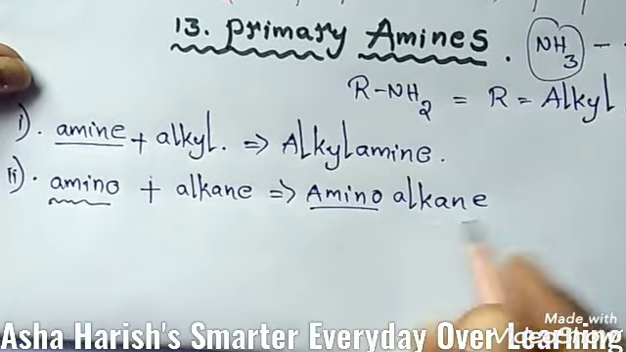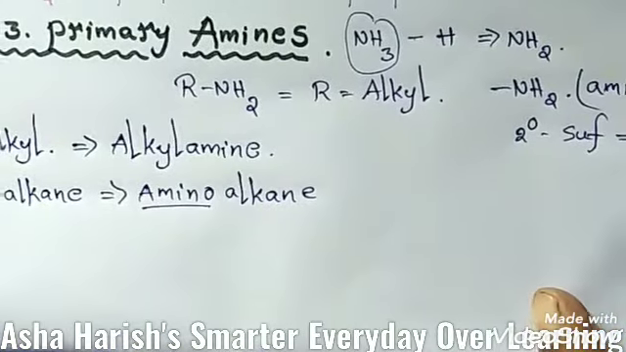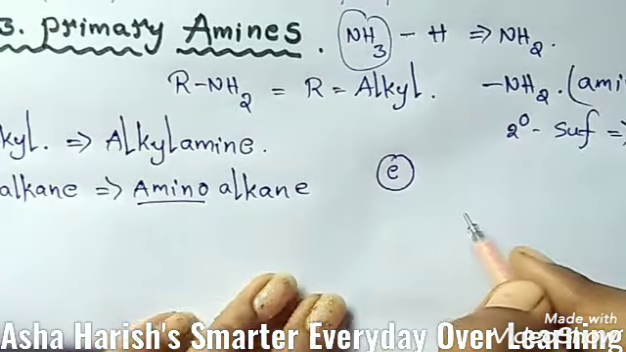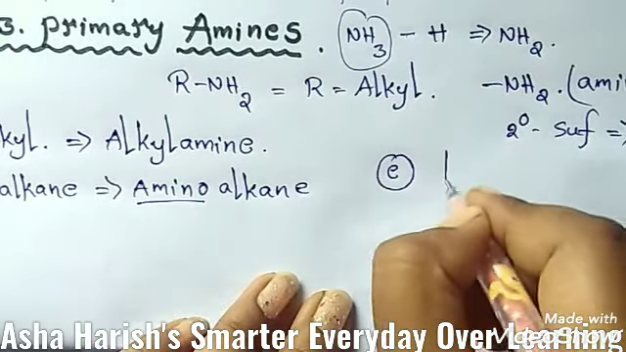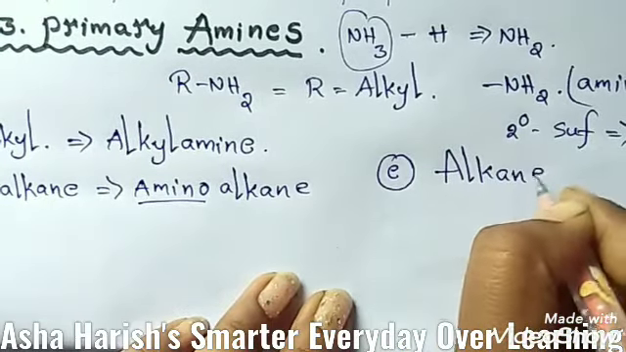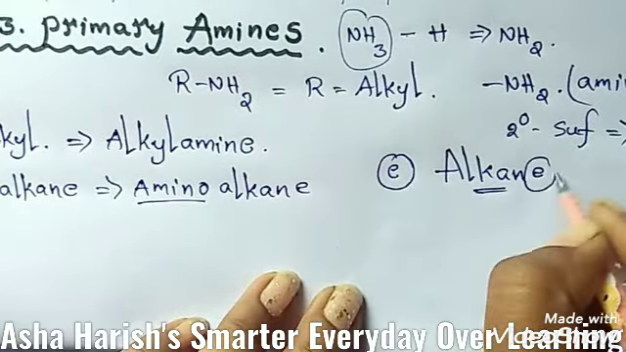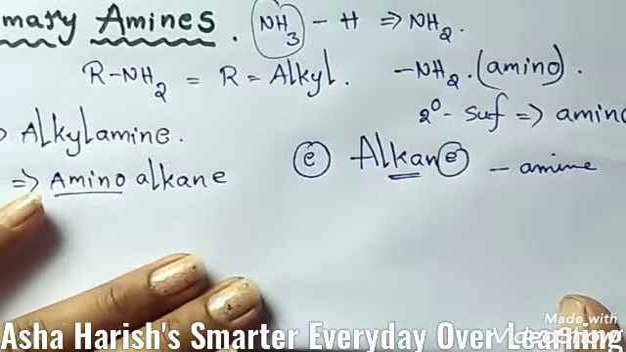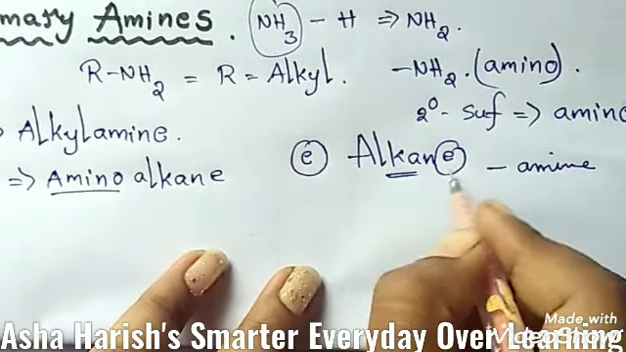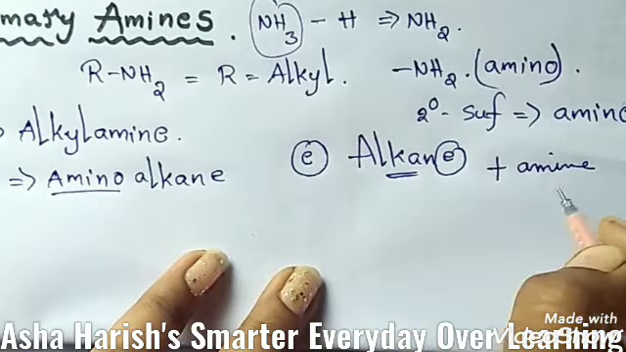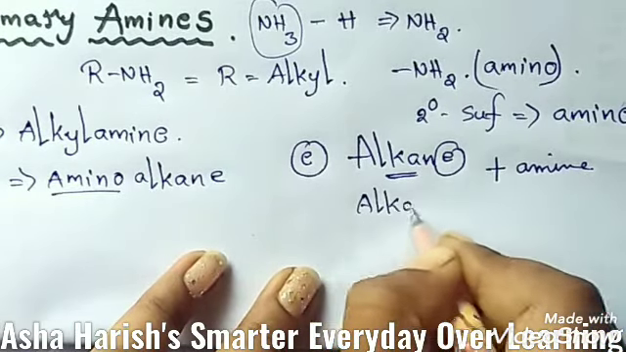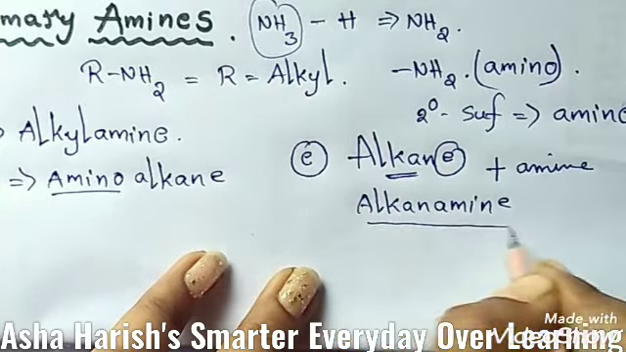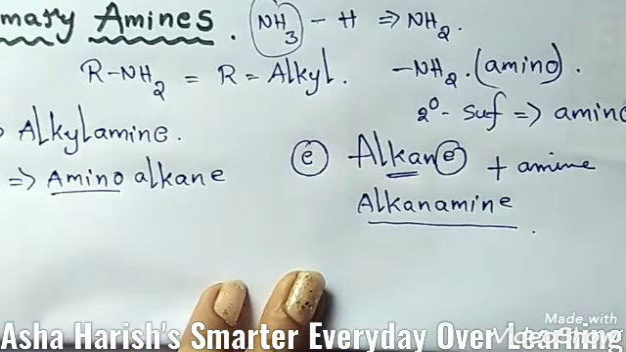Then IUPAC names. How can we write the IUPAC names for these primary amines? Replace the terminal E from the name of the corresponding alkane by the secondary suffix amine. Then students, from this alkane, if you remove this E and add amine, then you get the word alkanamine. Let's see the examples for this.